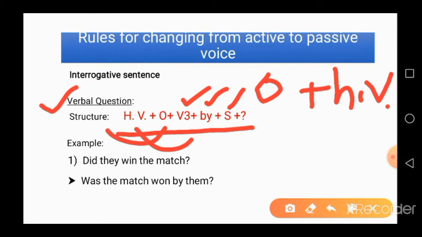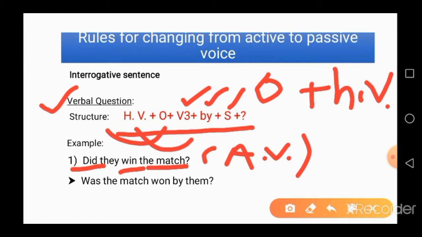See, in this example, did they win the match? Here you can see this word did. After did, we can see the first form of the verb. So, the sentence structure is helping verb, then subject, then verb and finally the object. If a sentence starts with subject first, this is called active voice. So, this is active voice sentence because they in this sentence is subject.